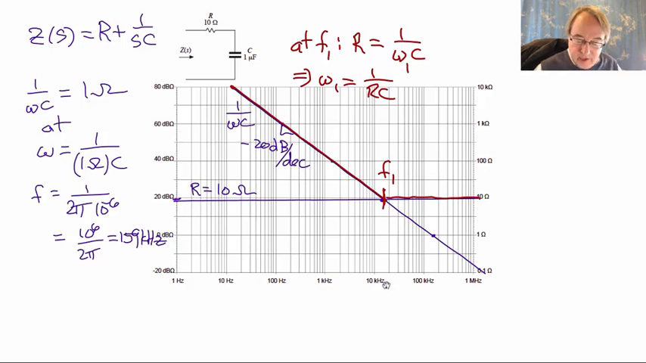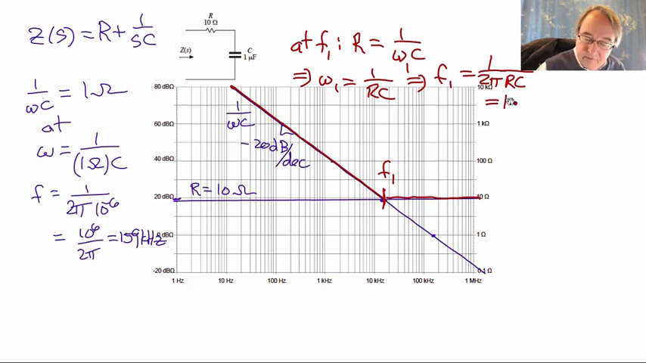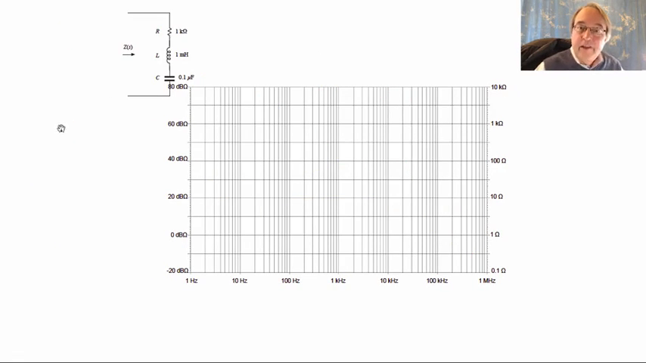This turns out to be at 15.9 kilohertz. F1 is 1 over 2 pi RC, and that works out to be 15.9 kilohertz. So we have everything we need. We have the asymptotes, we have the corner frequency. Admittedly, this was a simple case, but this approach generalizes to much more complicated cases. Let's do one that's slightly harder.